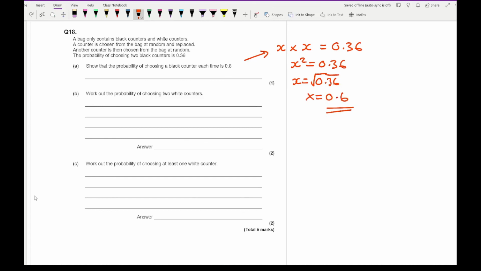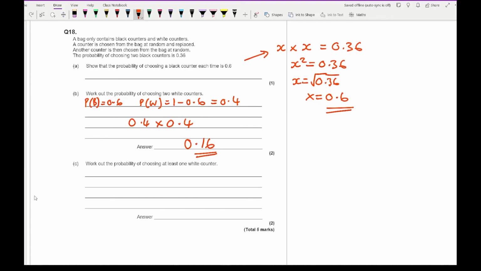It then says work out the probability of choosing 2 white counters. Well, if the probability of picking black is 0.6, the probability of picking white is going to be 1 minus 0.6, which is 0.4. So picking 2 white counters is going to be 0.4 times 0.4, which gives me an answer of 0.16.